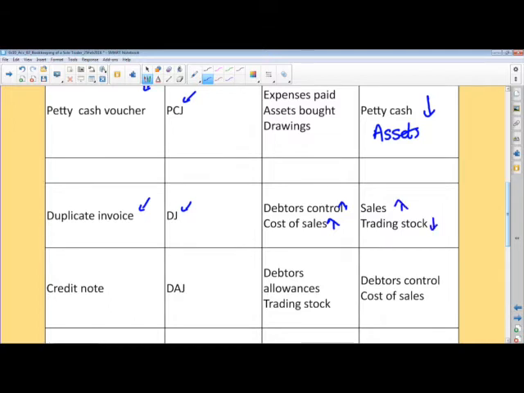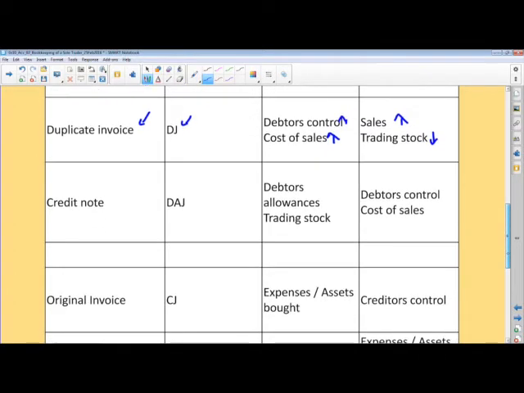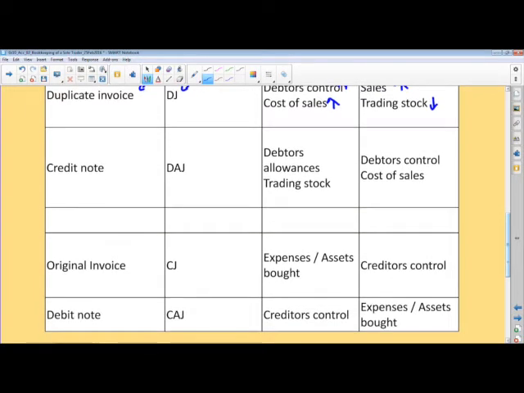Now, let's quickly finish up. Your debtors allowance journal will have a credit note. Your debtors allowances will go up. It's an expense. Trading stock, an asset, will go up as well. It's on the debit side. Debtors control, an asset, will go down on the credit side. Cost of sales, an expense, will go down on the credit side.